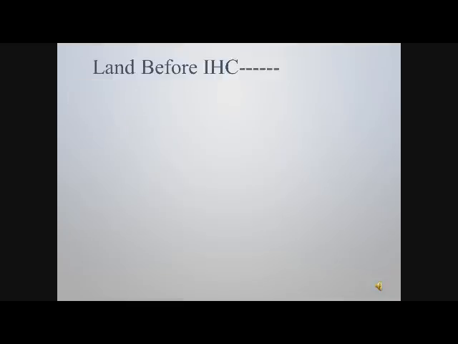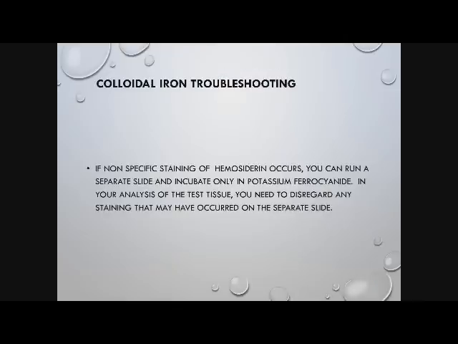You still might run into an issue of nonspecific hemosiderin, and it might get in your way when you're trying to make a diagnosis. So what you can do is run 2 slides and just incubate one with potassium ferrocyanide, and then when you analyze your test tissue, you disregard the staining that may have occurred on the separate slide, and it might help you to weed out what's real and what's not.